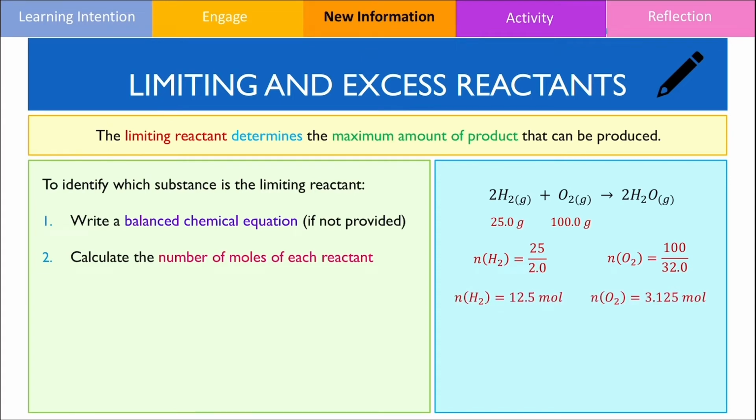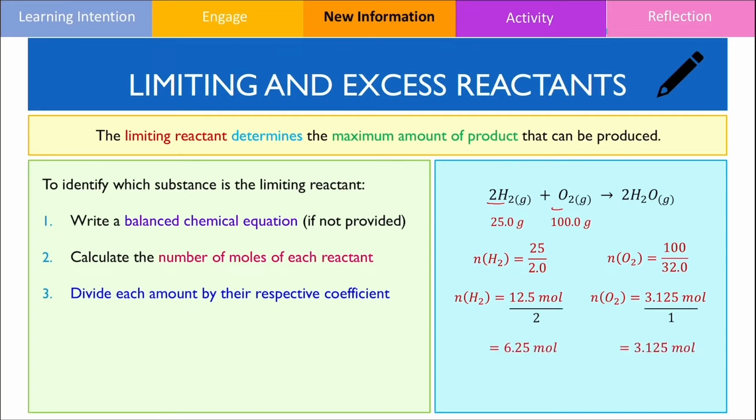The third step is to divide each amount by the respective coefficients. The coefficient of hydrogen is 2, whereas the coefficient of oxygen is 1. By performing this division operation, you should get the following answers. Step 4 reads: the lowest amount is the limiting reactant. Since 3.125 is the lower value, oxygen is the limiting reactant. Once we've established what the limiting reactant is, we use the mole ratios with the limiting reactant so we can find out the number of moles or mass of water vapor produced.